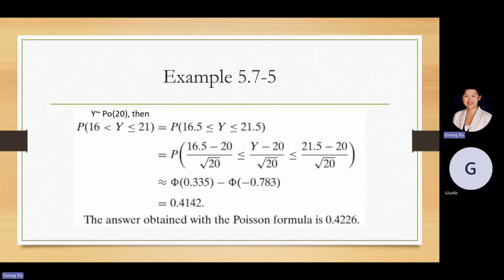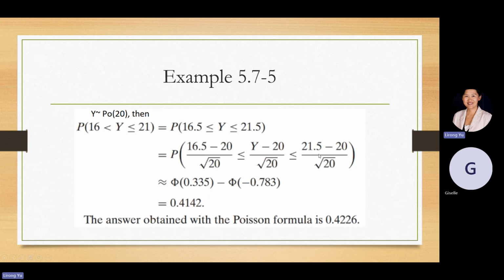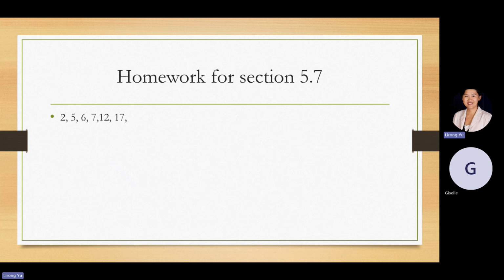Any questions? So if you want to connect the Poisson distribution with a normal distribution, you have to do this. W equals y minus lambda divided by root lambda, which here is y minus 20 divided by root 20. That converts all the ends and the boundaries into z values. All right, that's the homework for 5.7. I think we finished most of the questions for 5.7 last time.